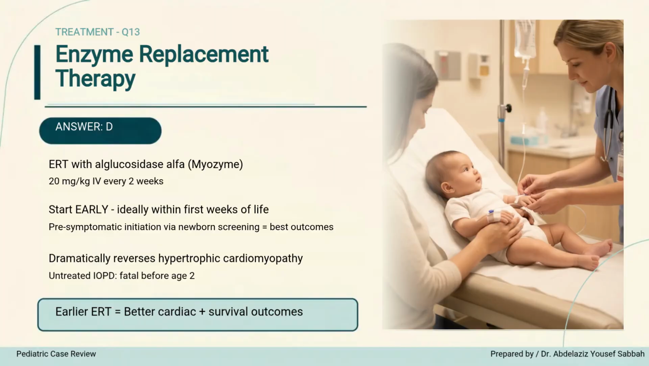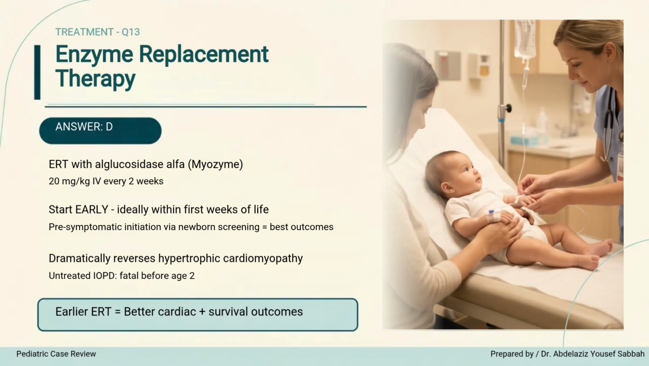The most important initial decision is to start enzyme replacement therapy with L-glucosidase alpha as early as possible. The standard regimen is 20 milligrams per kilogram given intravenously every 2 weeks. Starting early, ideally within the first weeks of life, is critical, and pre-symptomatic initiation through newborn screening produces the best outcomes. Early enzyme replacement therapy can dramatically reverse the hypertrophic cardiomyopathy.